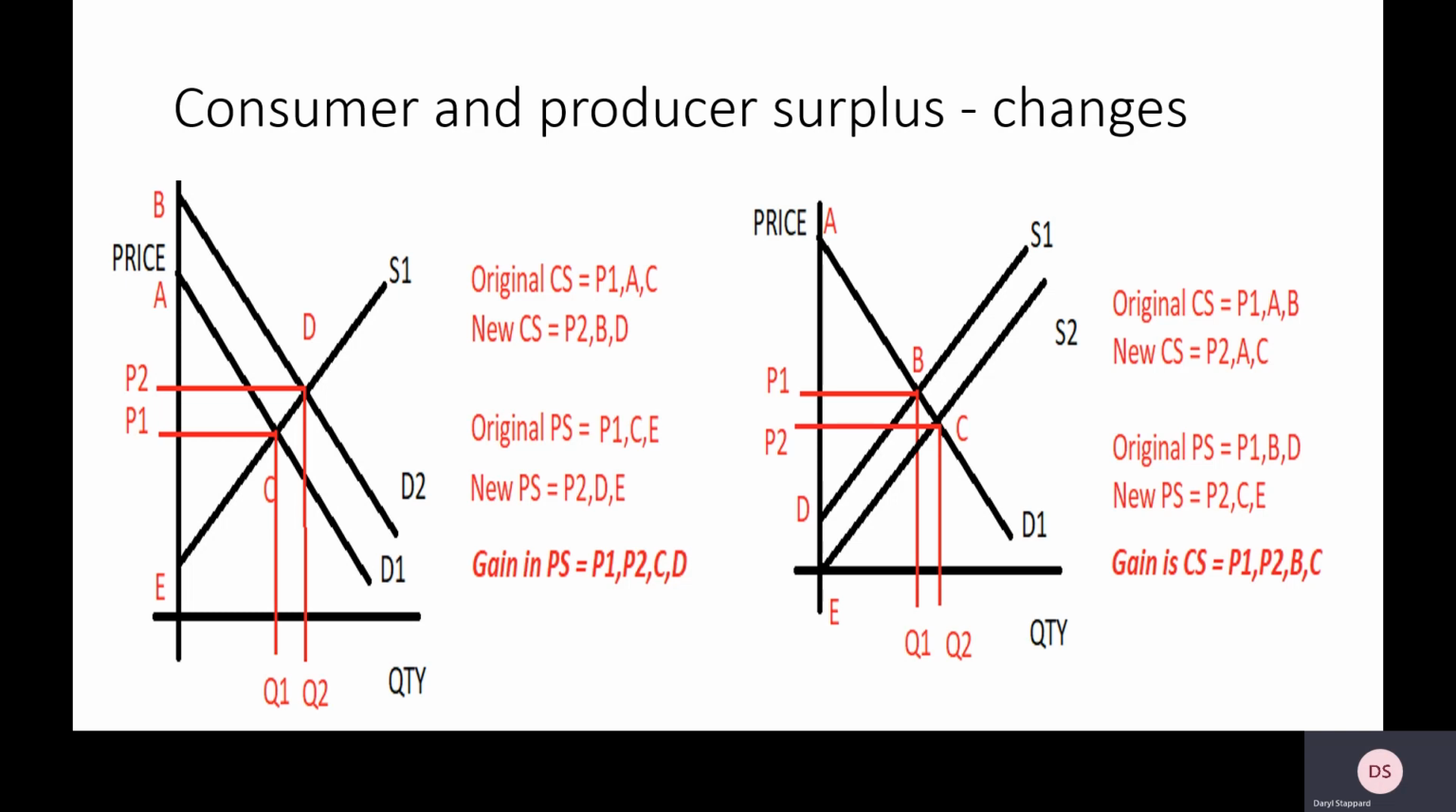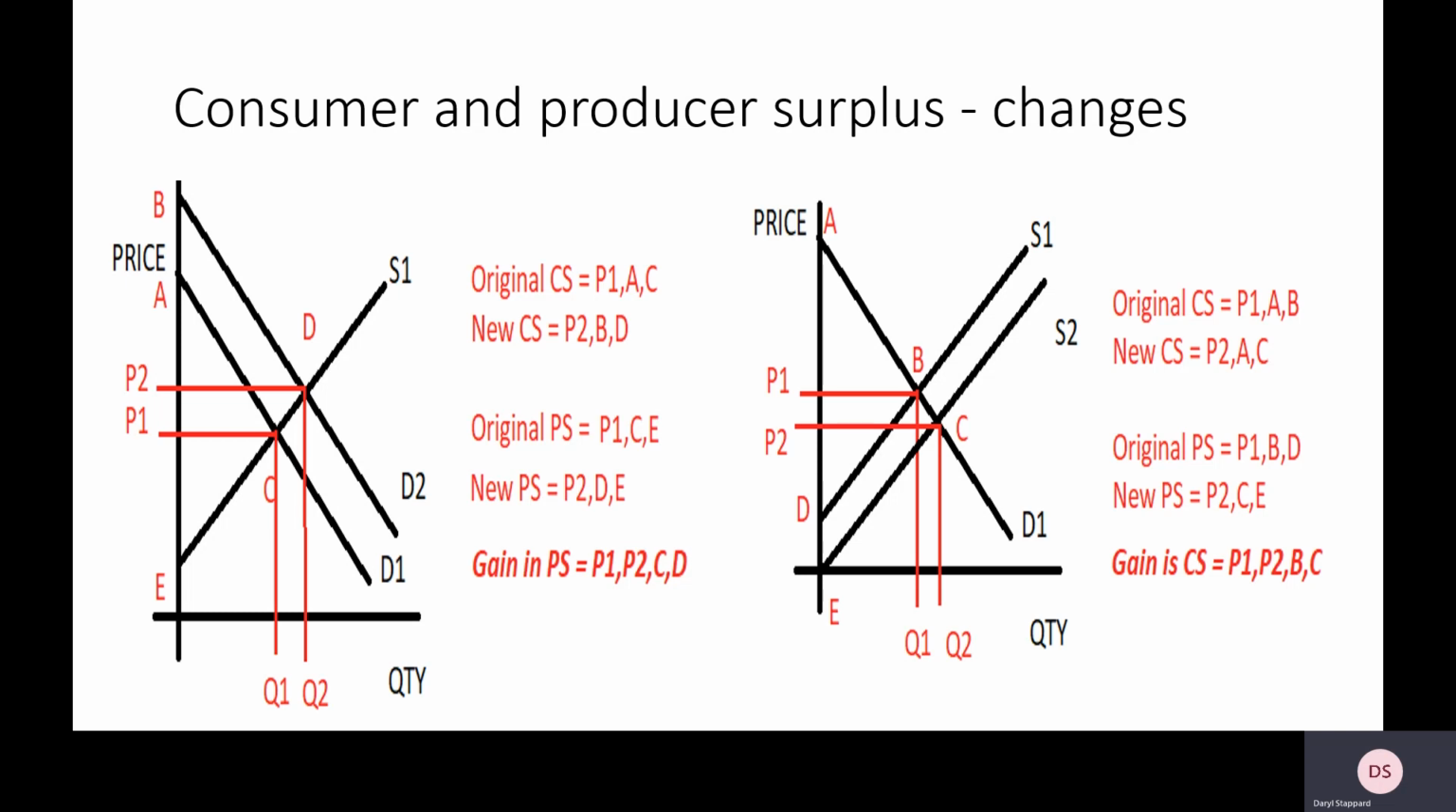When supply moves outwards, we know that price levels will fall from P1 to P2, and the market will get bigger, and it will move from Q1 to Q2. Now, I can see the impact this had on consumer and producer surplus. The new producer surplus will be from P2 to C to E. The new consumer surplus will be from P2 to A to C.